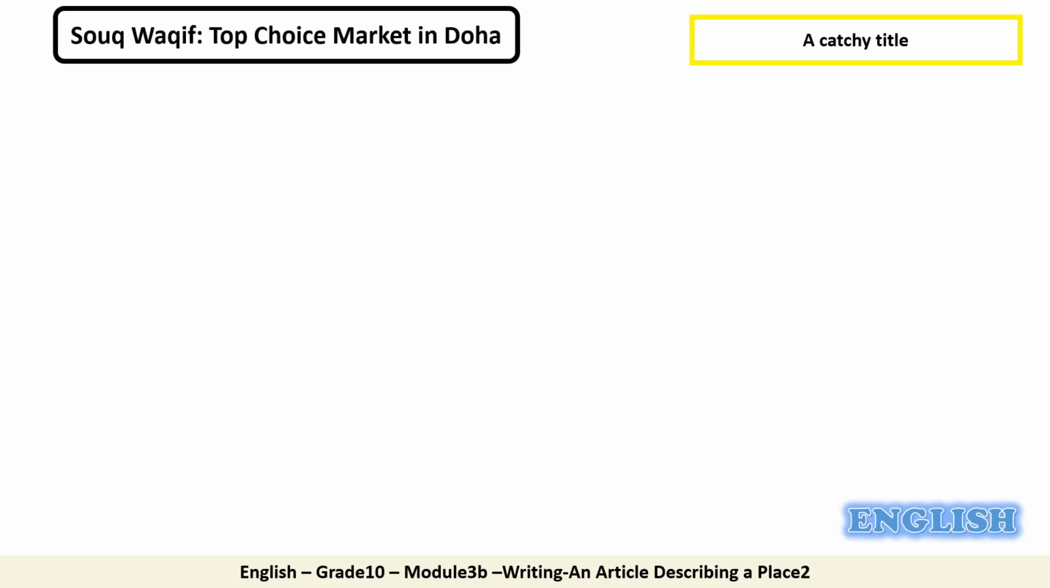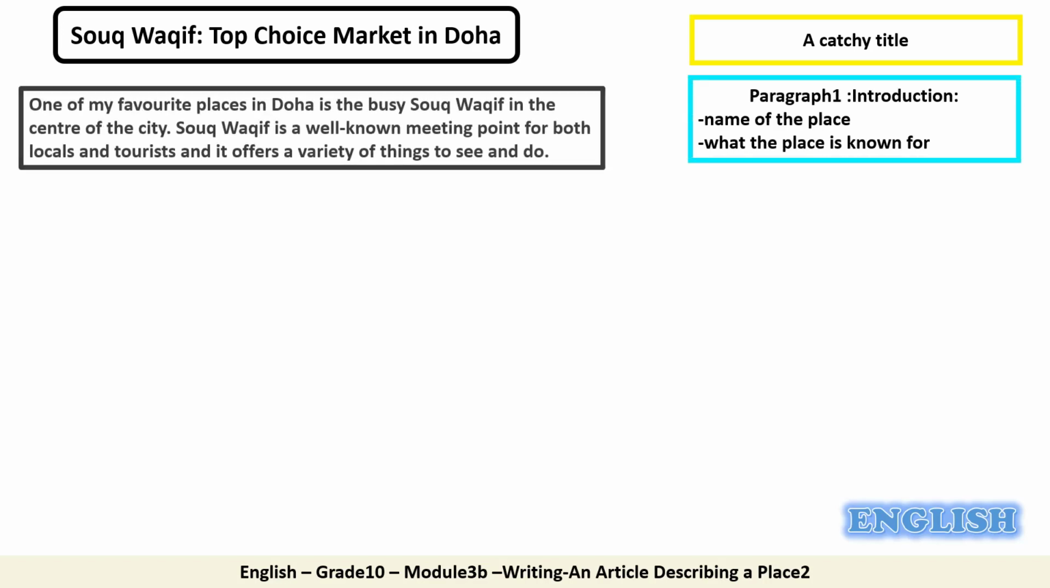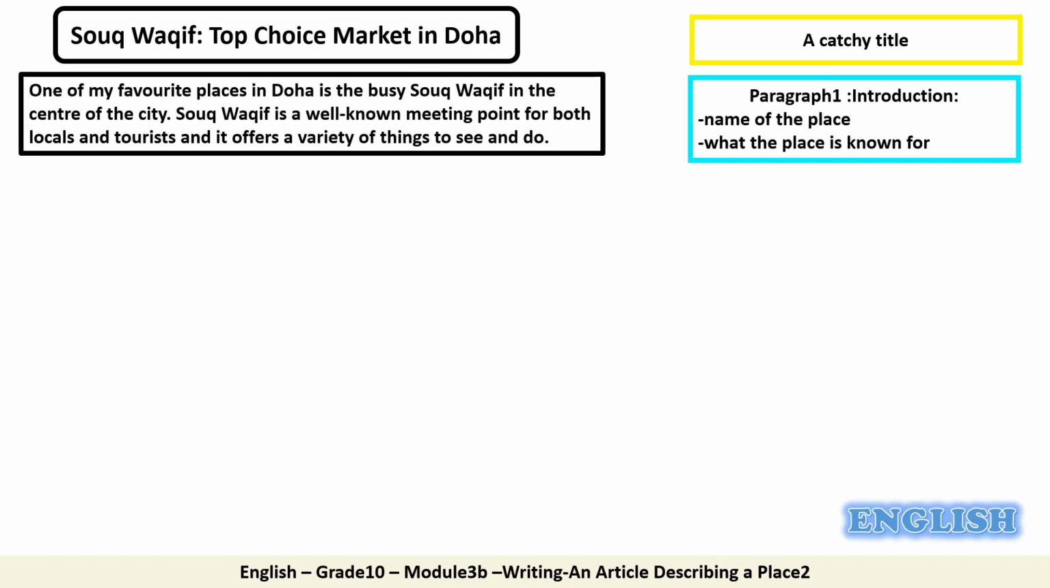Our article is ready and we need to make sure that we follow the plan. So to make my article more interesting, I need to use a catchy title. And here it is: Souq Waqif, Top Choice Market in Doha. In the first paragraph, which is the introduction, I'm going to introduce the name of the place, which is Souq Waqif, and refer to what the place is known for.